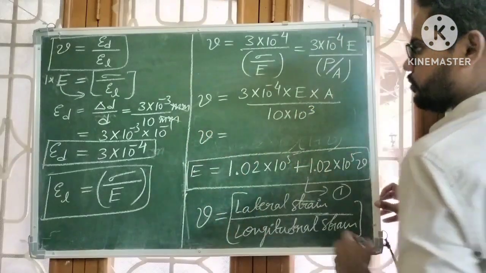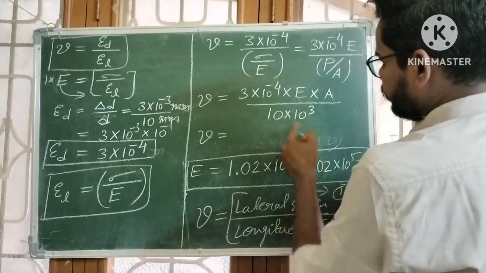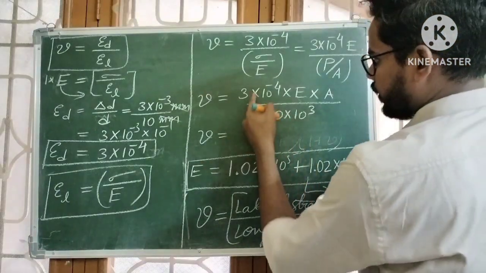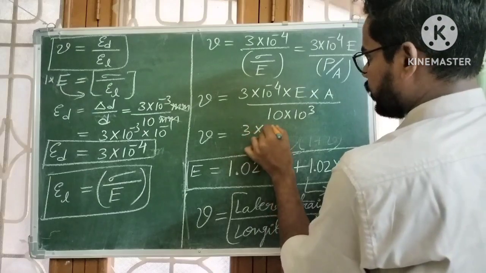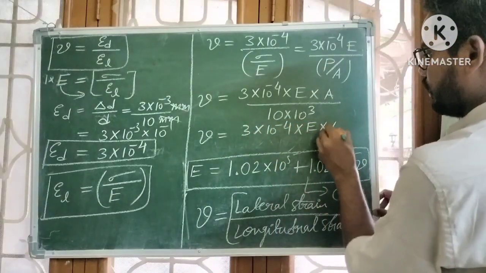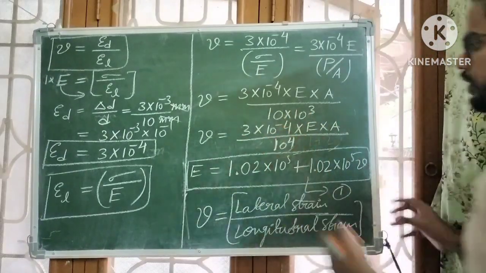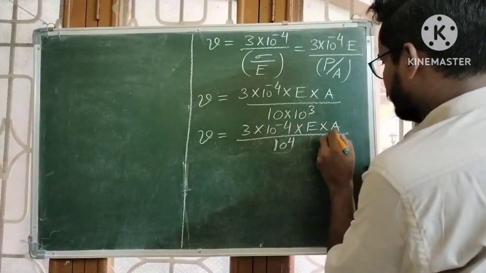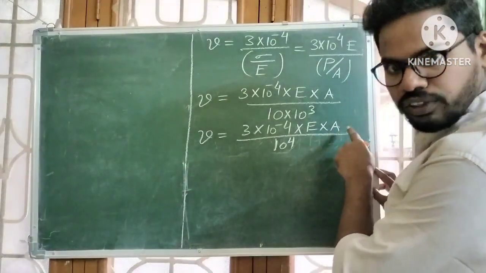If you simplify this, mu is equal to 3 into 10 to the power of minus 4 into E into A by 10 into 10 cubed, that is 10 to the power of 4. Here A means the cross-sectional area of the rod.